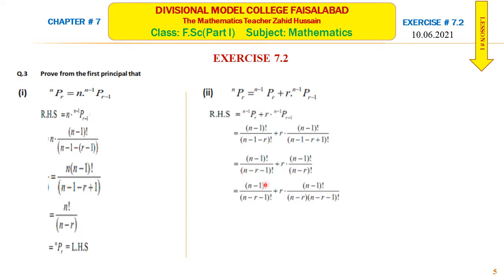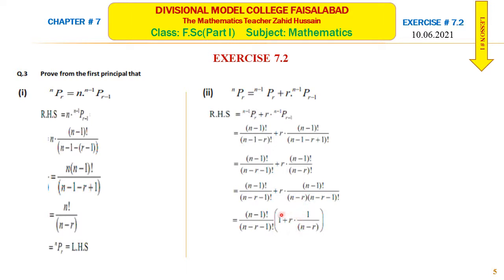So this is n minus 1 factorial over n minus r minus 1 factorial plus r into n minus 1 factorial over n minus r and n minus r minus 1 factorial, because in the denominator of this there is n minus r minus 1, so we have expanded this n minus r to this. Now take n minus 1 factorial over n minus r minus 1 factorial common, and we are left with 1 from here, and r into 1 over n minus r.